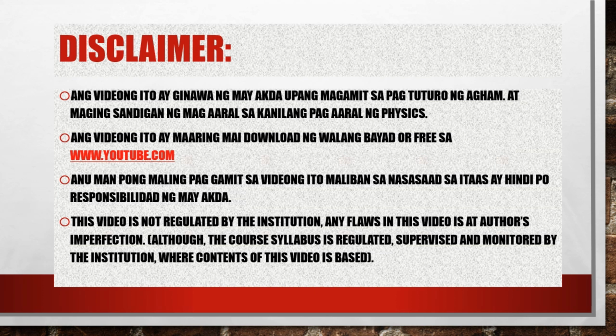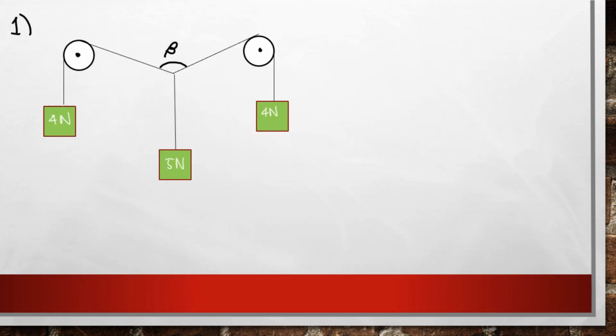Okay, we are given a system that is loaded as shown. We have a symmetrical loading of 4 Newton on the opposite sides, and we have 5 Newton in the middle. Now, we are asked to find the angle beta above here.